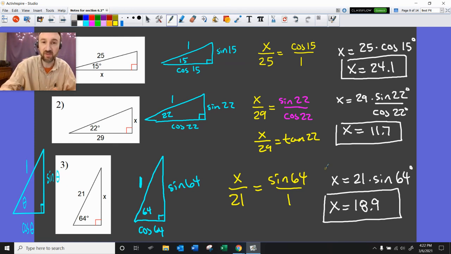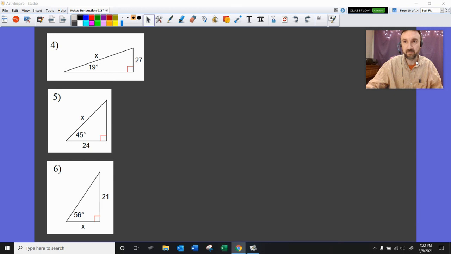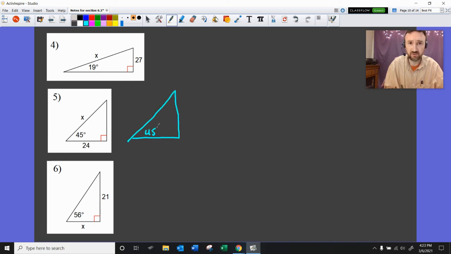Let's take a look at a couple of other problems. All of these problems I've got set up in such a way. Let's take a look at number 5, and I'll leave the others for you. In number 5, we do our same strategy. Draw in our triangle. It's a 45-degree right triangle. So we've got a 24 here, and we've got an x here.